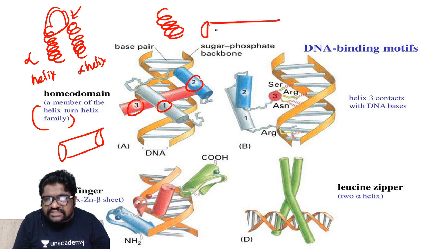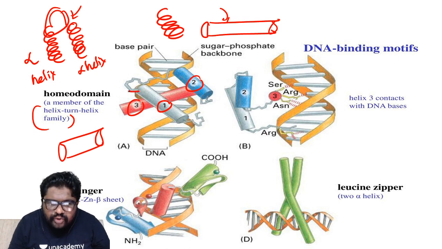When they draw a cylinder like this, the cylinder is also an indication for speaking about a helix here. So we have three helices here. Between the helices, you're looking at turns. This is called the helix-turn-helix family, and the DNA can come and bind here.